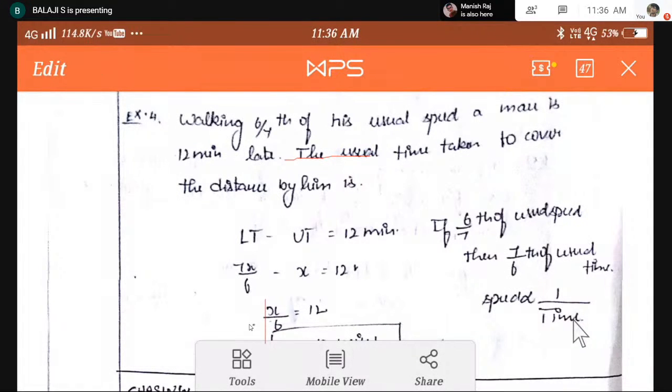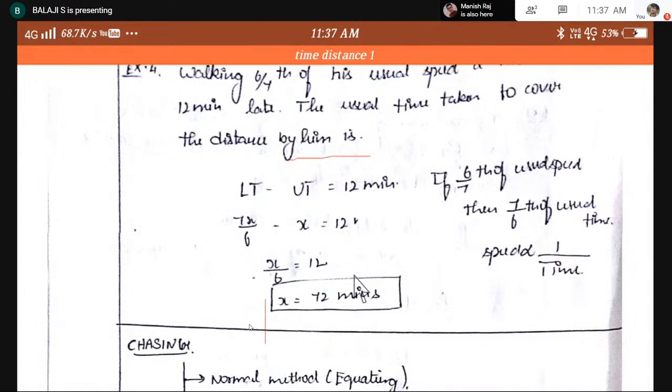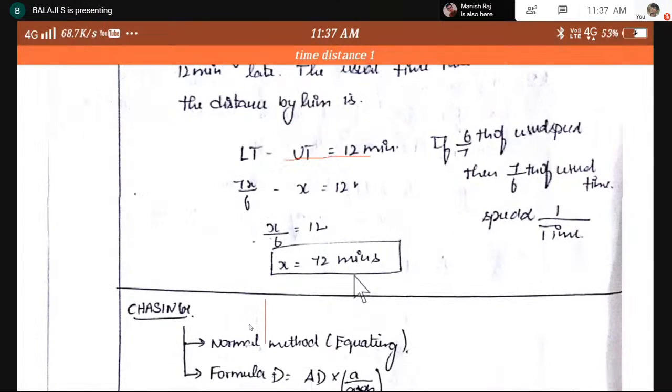Then the speed is given as 6 by 7th. And what is the time? If the speed is 6 by 7th, then the time will be 7 by 6 of its usual time. So 7 by 6 of x minus x, which is 7 by 6 of its usual time minus the usual time, is equal to 12. If you cancel this, you will get x equal to 72.